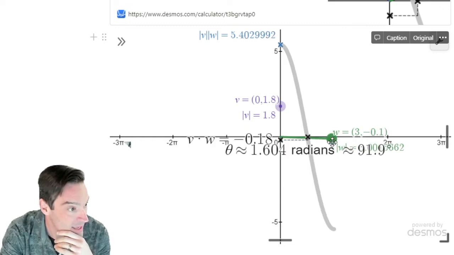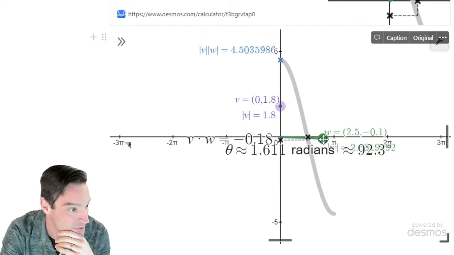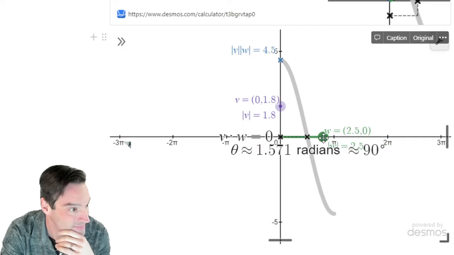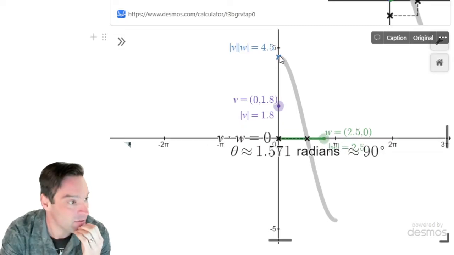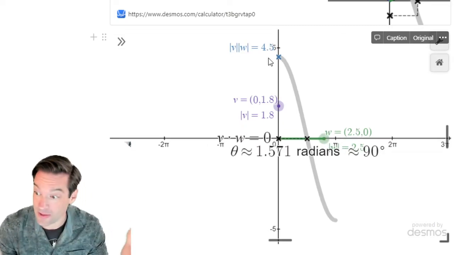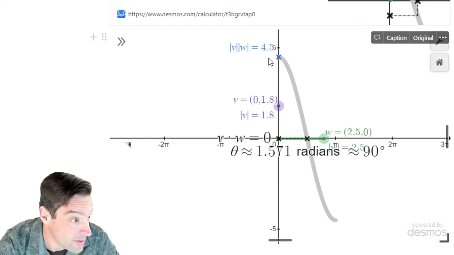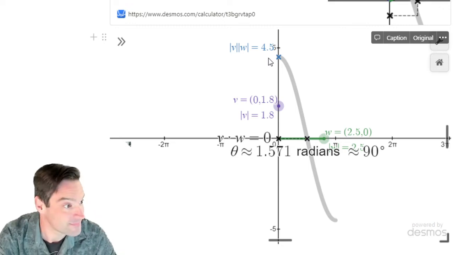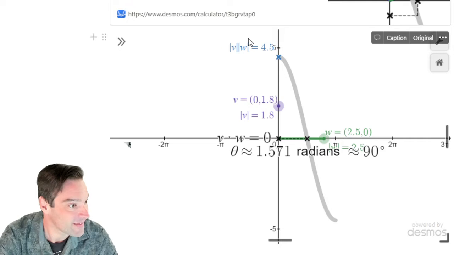And notice, what is the amplitude of this particular cosine function? What is the value of its highest point? What is the largest value that the dot product of the vectors v and w can take? I think 1.